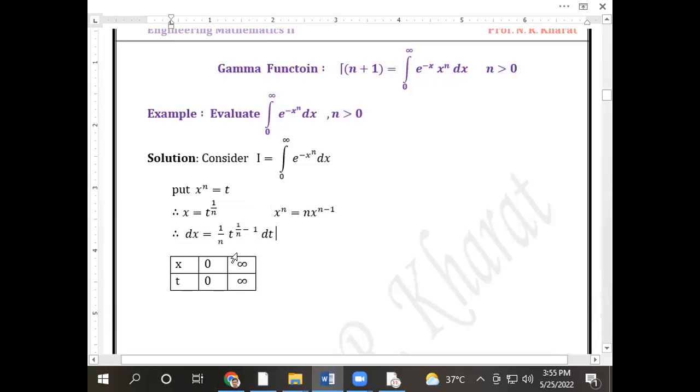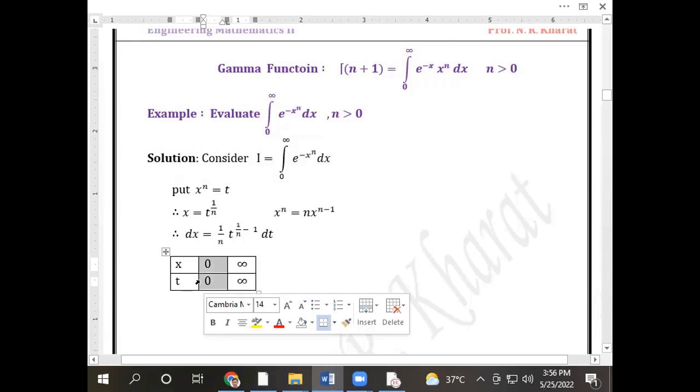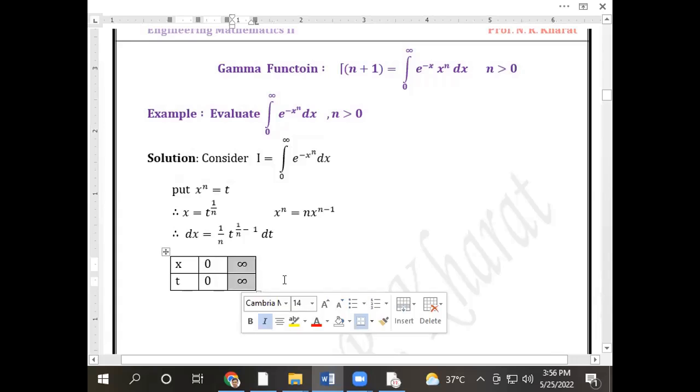When we change the limit of integration, because we are changing the variable of integration from x to t, we have to change the limits of integration. When the value of x equals 0, the limit of t also goes to 0. When x equals infinity, the value of t goes to infinity.